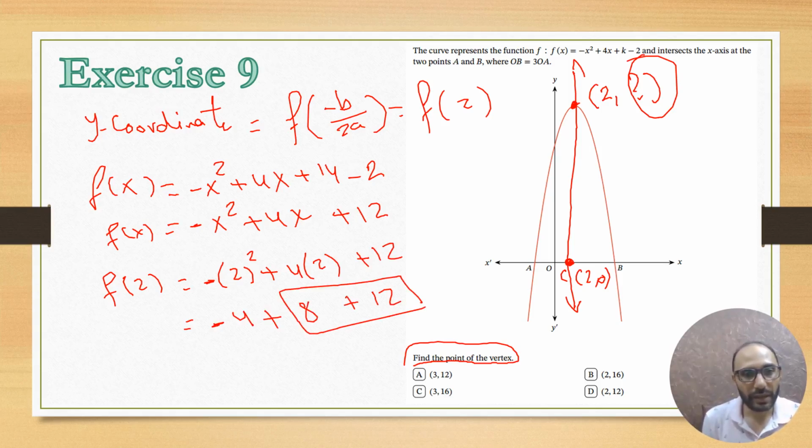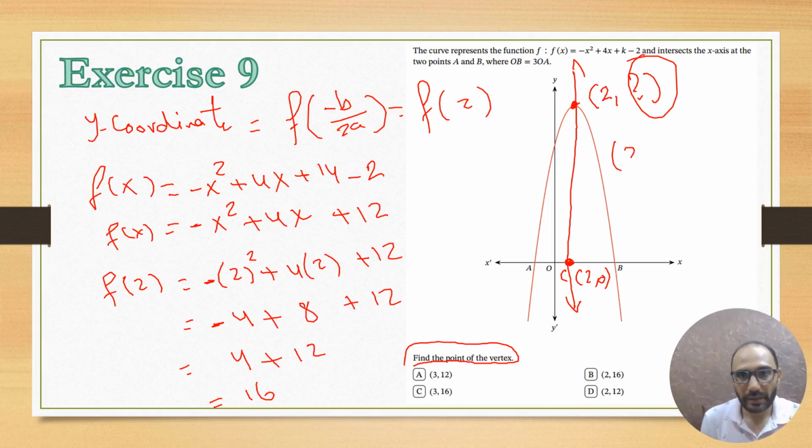12 and 8 together are 20, or let's move in order using the rules of the order of mathematical operations, moving from left to right. Negative 4 plus 8 is going to be 4, plus 12 is going to be 16. So this point is 2 and 16, which is the choice B.